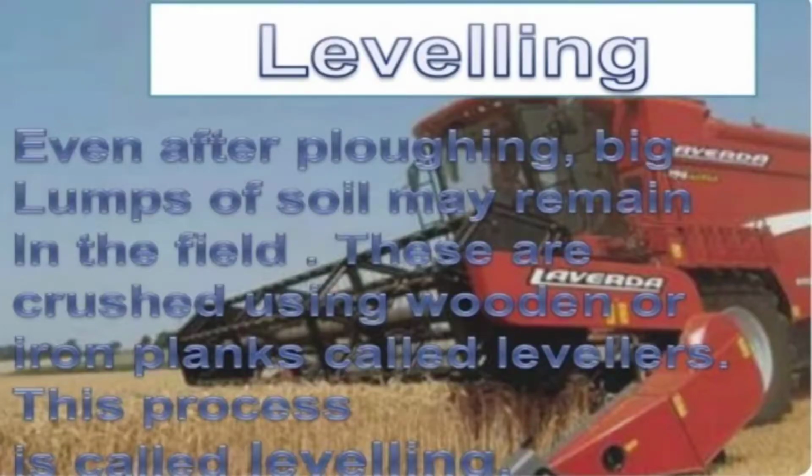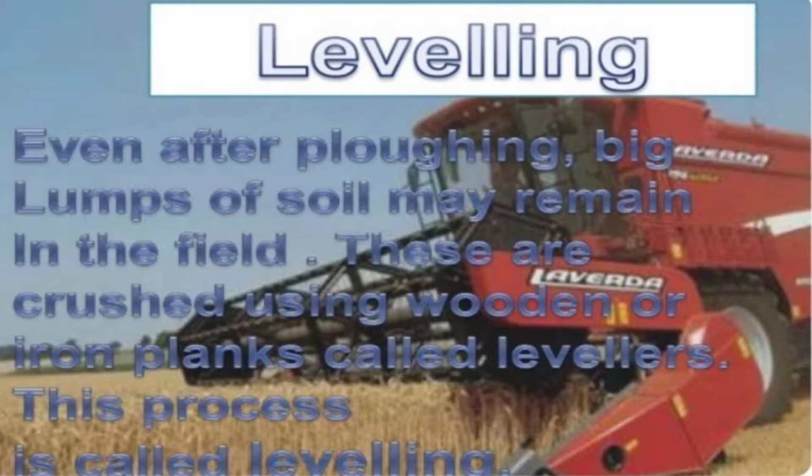Then what is leveling? Even after plowing, big lumps of soil may remain in the fields. What is the meaning of lumps? Lumps means that after plowing we are still getting some big stone-like structures of mud or soil. Even after plowing, big lumps of soil may remain in the field. These are crushed using wooden or iron planks.